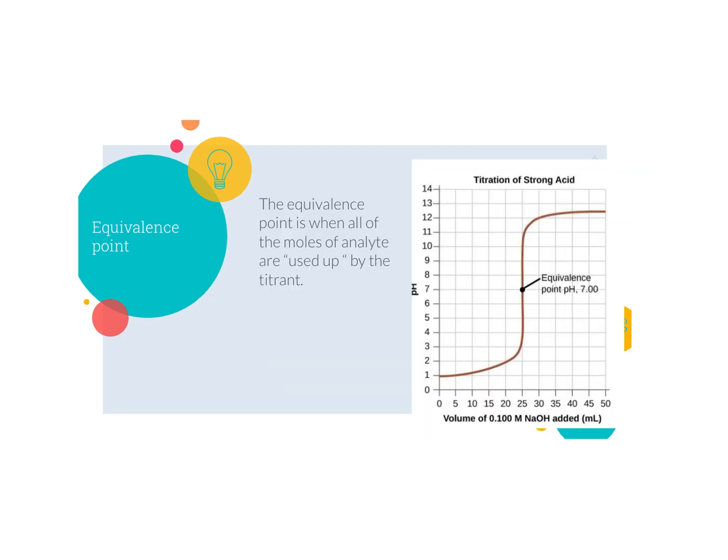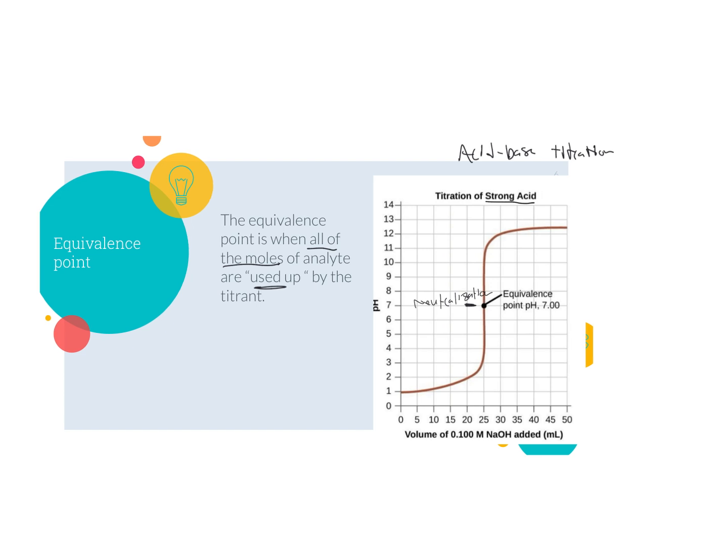And the way we can tell a titration is actually finished is by what's known as the equivalence point. The equivalence point is when all of the moles of analyte are used up by the titrant. And what we have here is known as the titration curve. It's a titration of a strong acid. This would be a form of acid-base titration, where you have an acid as your analyte and a base as your titrant. And what you record is the pH. And in an acid-base titration, we're looking for neutralization, or when the pH is 7. So it's the pH of water. So that reaction is complete.